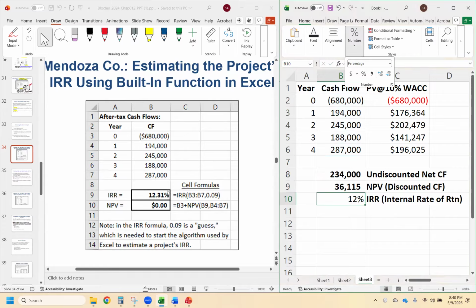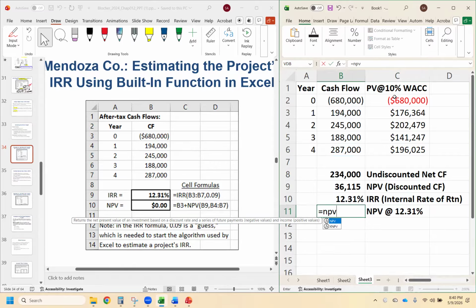12%. And then that's what they've got here too, 12.31%. Yeah, 12.31%. Okay, there we go, 12.31%. So that's how much this project is earning. It's earning 12.31%, not 10%. And if we do the NPV at 12.31%, it'll give us a net present value of 0.